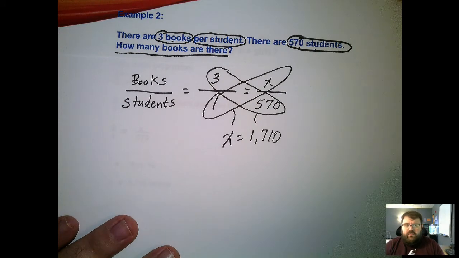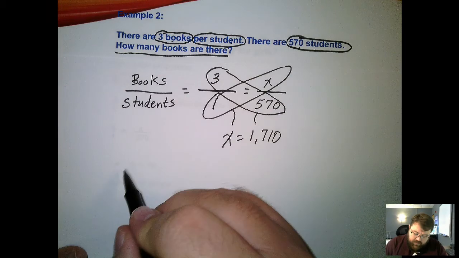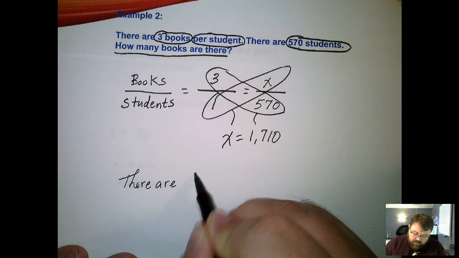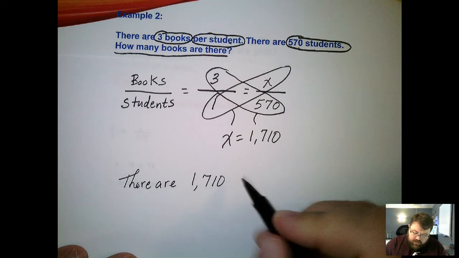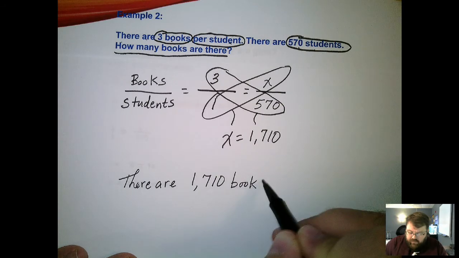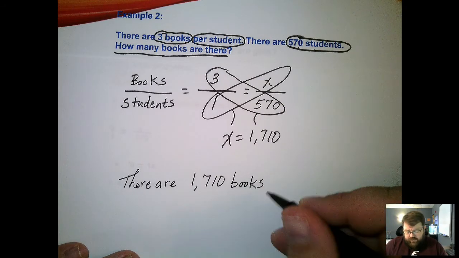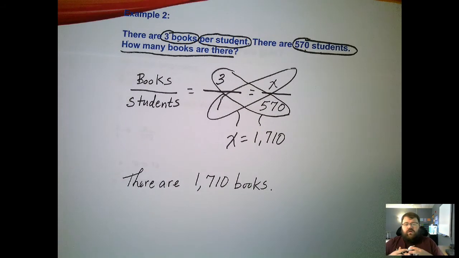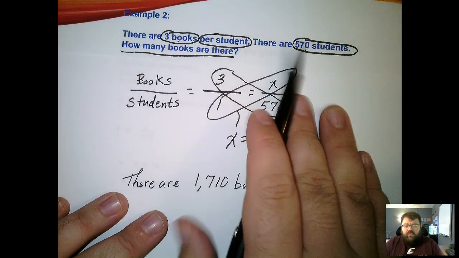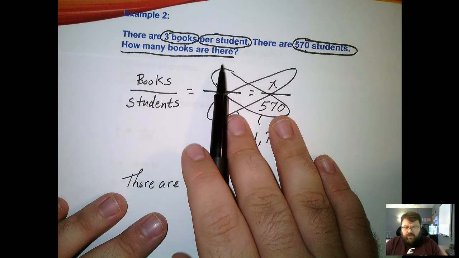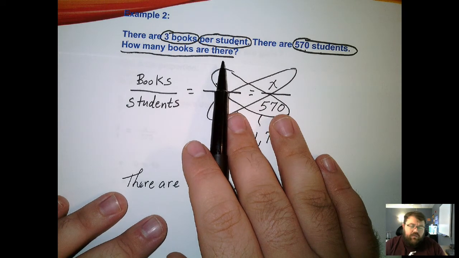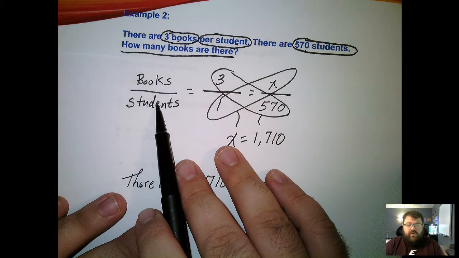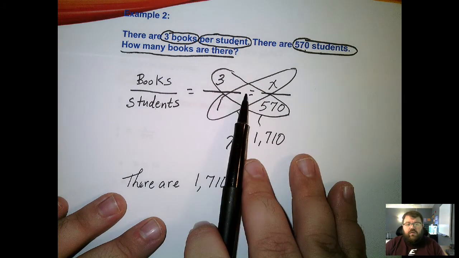Now you need the last part. You need your explanation. Your explanation is there are 1,710 books, and that's your answer. Okay? Remember, use cubes. Go through, circle your numbers, underline your question. Ask yourself what two things we are talking about in our question. We're talking about books and students. Okay? From here, we fill in the numbers.